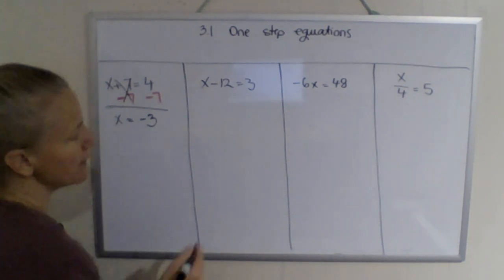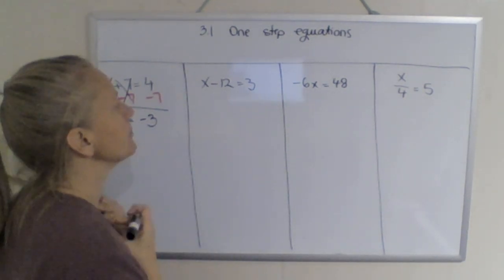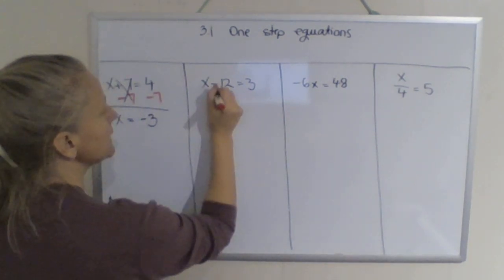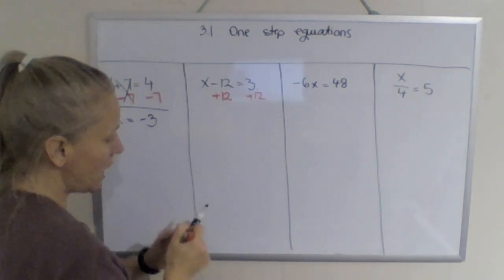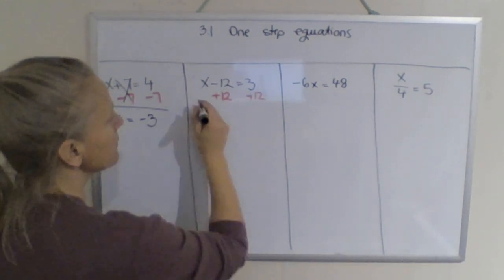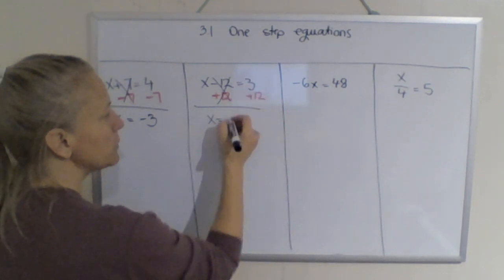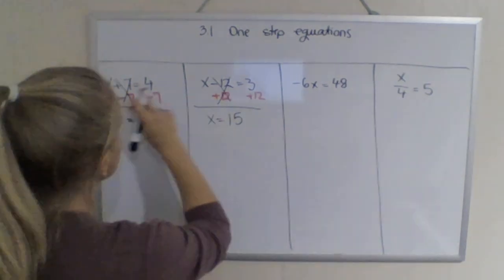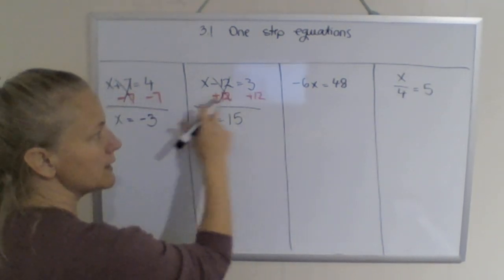Let's move on to the next example. X minus 12 equals 3. If I have a minus there, I'm going to do a plus 12, a plus 12. I'm doing the opposite of whatever is given to me. This goes away. X equals 3 plus 12, 15. We did addition, which the opposite was subtraction. When we did subtraction, the opposite was addition.